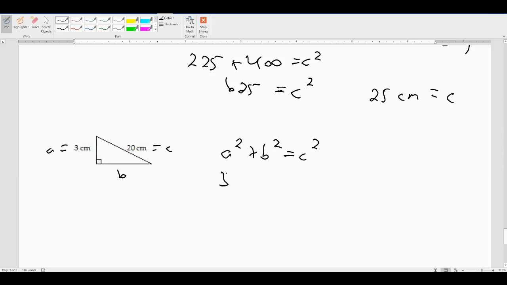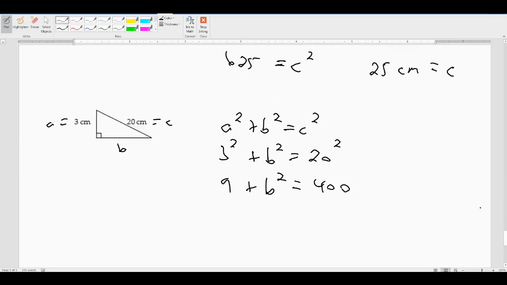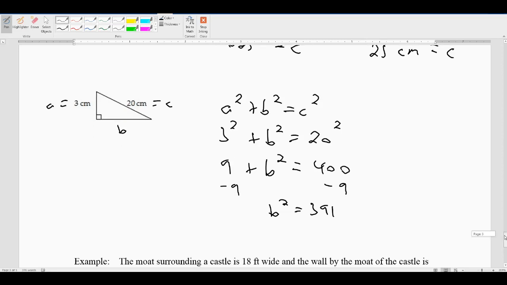A we call 3, don't lose the square. B we don't know, don't lose the square. C is given to be 20, don't forget the square. 3 squared is 9. 20 squared is 400. And then we have a different situation. We're going to get the B squared by itself, which means we need to get rid of that 9. That's a positive 9 that's being added. So to get rid of it, or to move it over, you subtract it. You always do the opposite. So we get B squared equals 400 minus 9, which is 391.